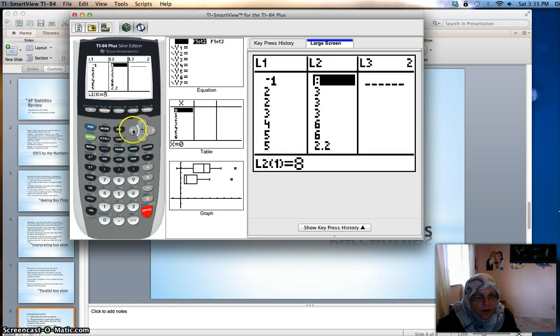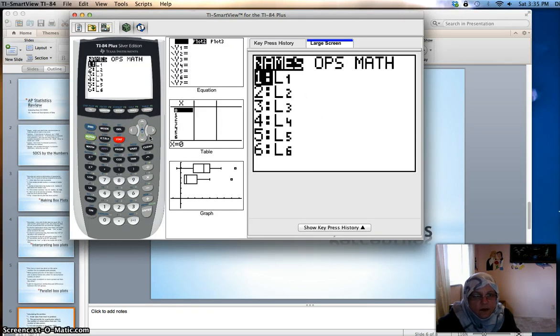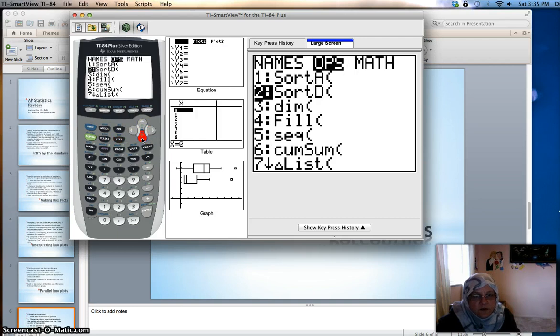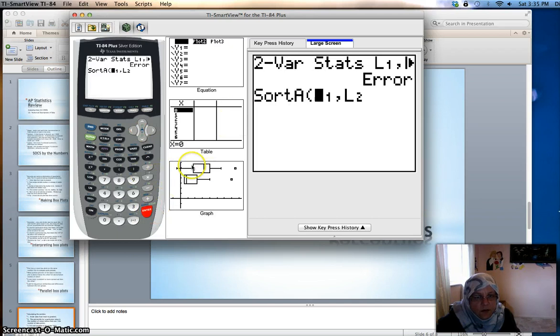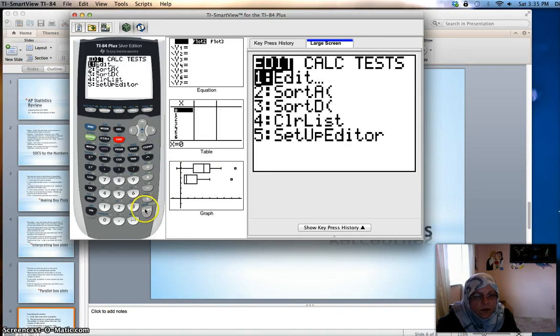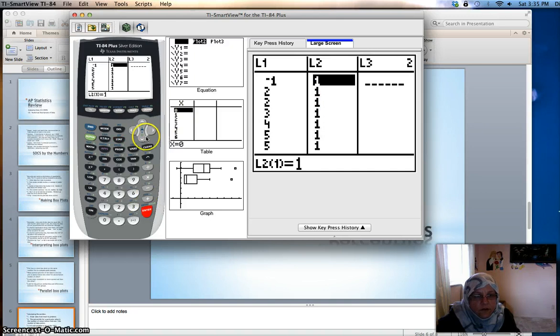I have already ordered this one here from least to greatest. Let's say I want this list ordered as well. Your calculator can do that for you. You just go to Second Stat Ops and choose sort A for ascending, sort D for descending. I'm going to do ascending, and I want list 2, and then I don't want this other stuff that's there. Delete. Okay. It'll just say done, and then I go into the list, and now it's ordered from least to greatest. And so now you can see all those ones.